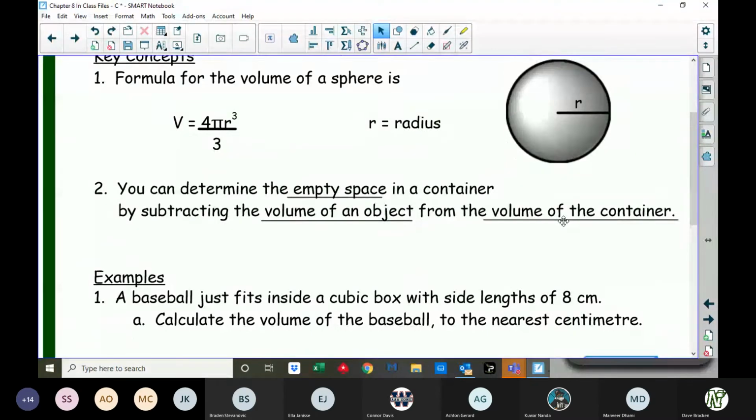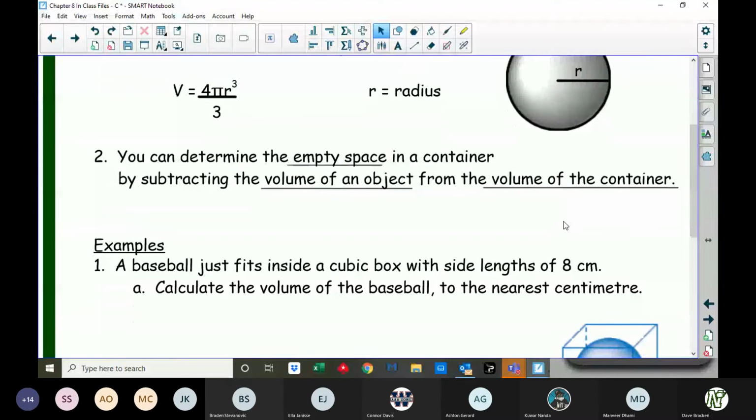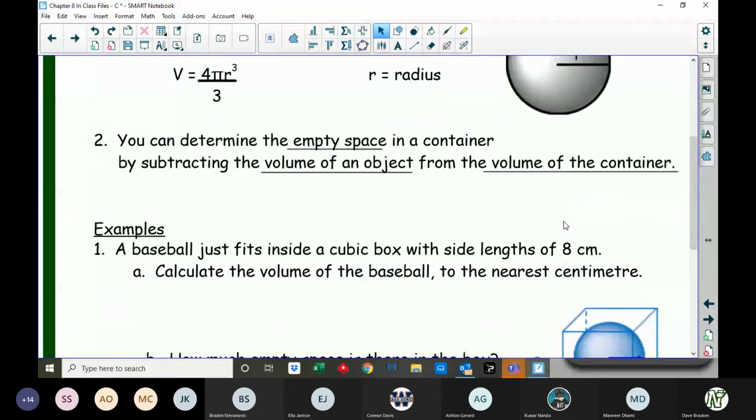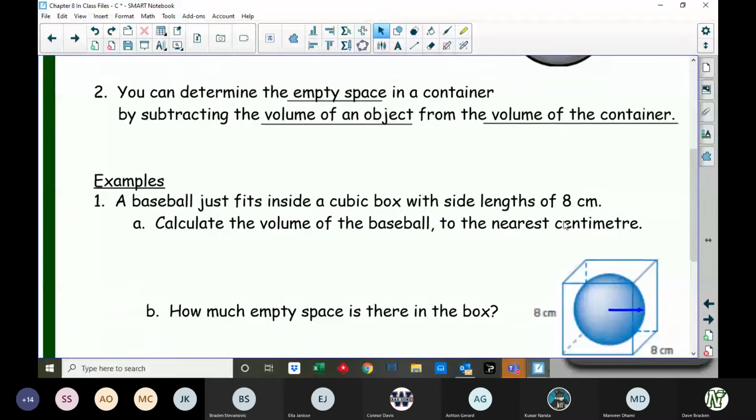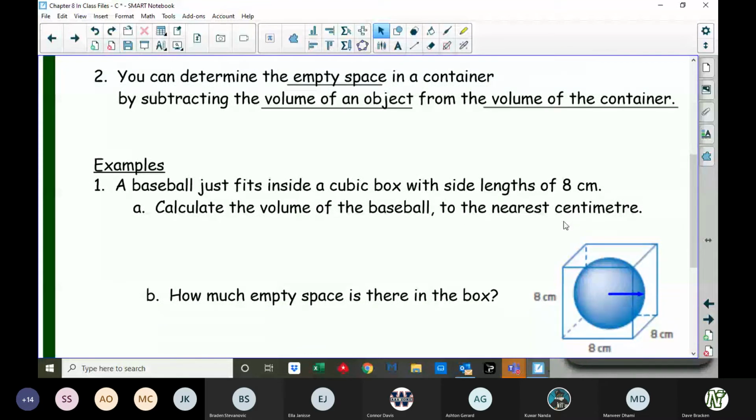So let's take a look at this very first question. As long as you guys are okay up to there. A baseball just fits inside a cubic box with side lengths of 8 centimeters. So you take this baseball, and it's a very expensive baseball, and it fits right inside the box. So it's touching all of the sides of the box. It just fits in. Calculate the volume of this baseball to the nearest centimeter. So we're rounding off to the nearest centimeter.